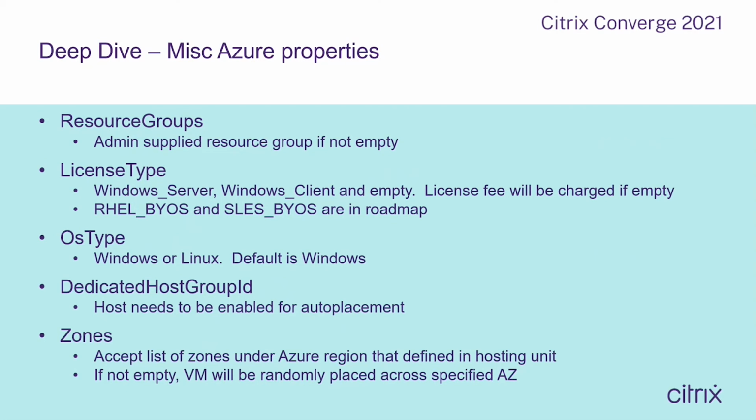If it's not empty, then we will randomly place the VM across those zones. But if you leave it empty, then we leave it to Azure. So there are pros and cons in both approaches. If you leave it empty, then Azure will decide where is best in terms of resource availability and capacity. So it is less likely that you will fail because you cannot find the capacity.